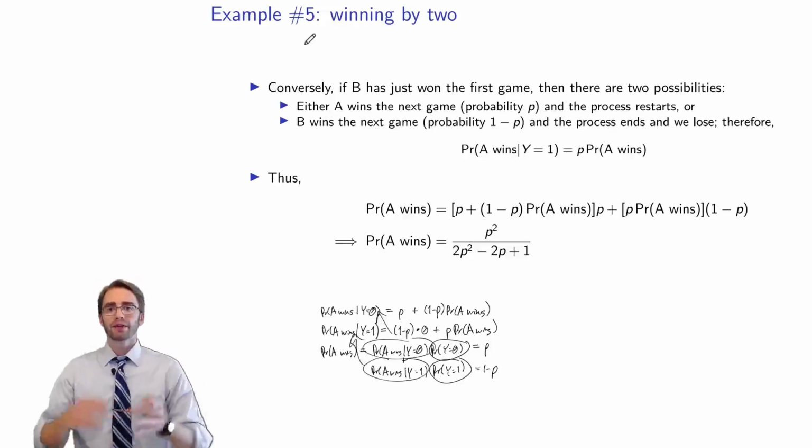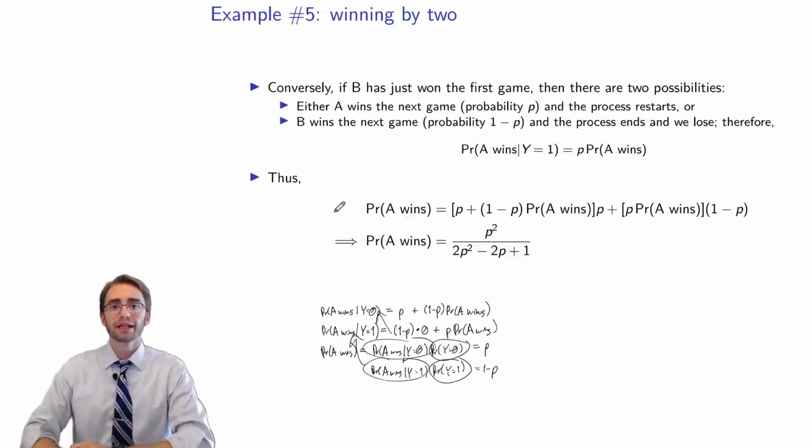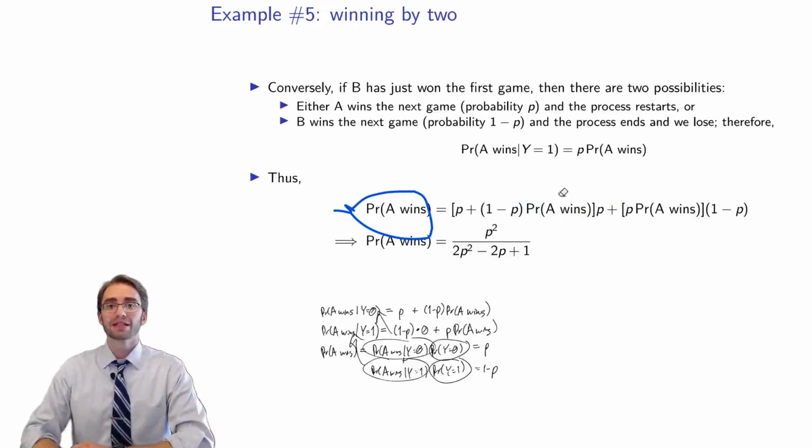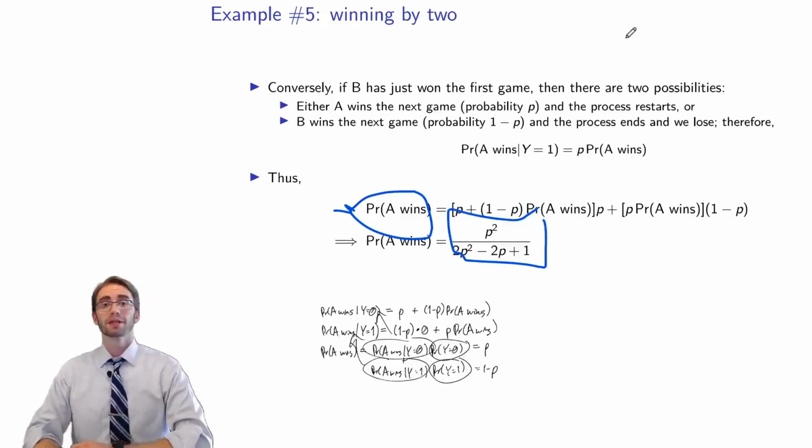And you write all these together, you collect them, and you get this expression there for the probability that A wins. And so as you've seen before, you've got probability that A wins on the left side and probability that A wins on the right, which is fine. You just solve for these algebraically as you would always do, and the expression that you get looks like this thing here, p squared on 2p squared minus 2p plus 1. So that's how you study what happens when you win by 2.